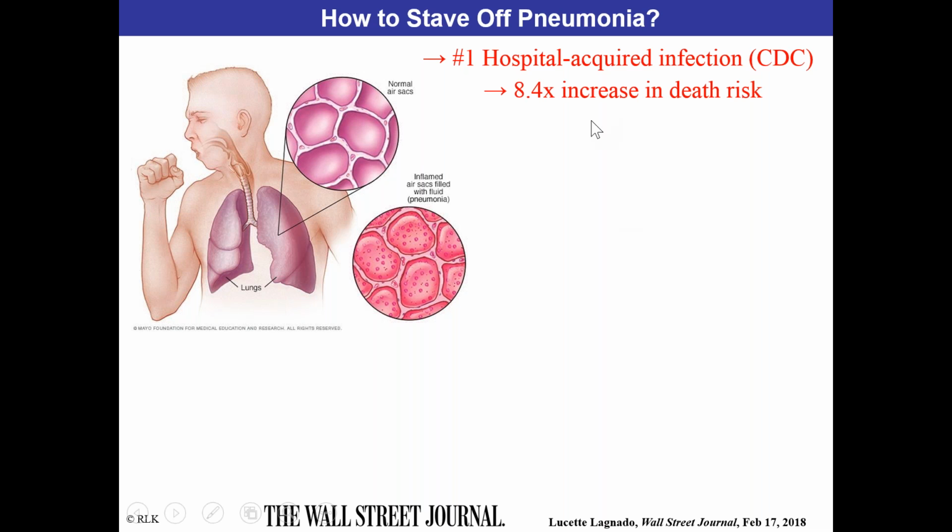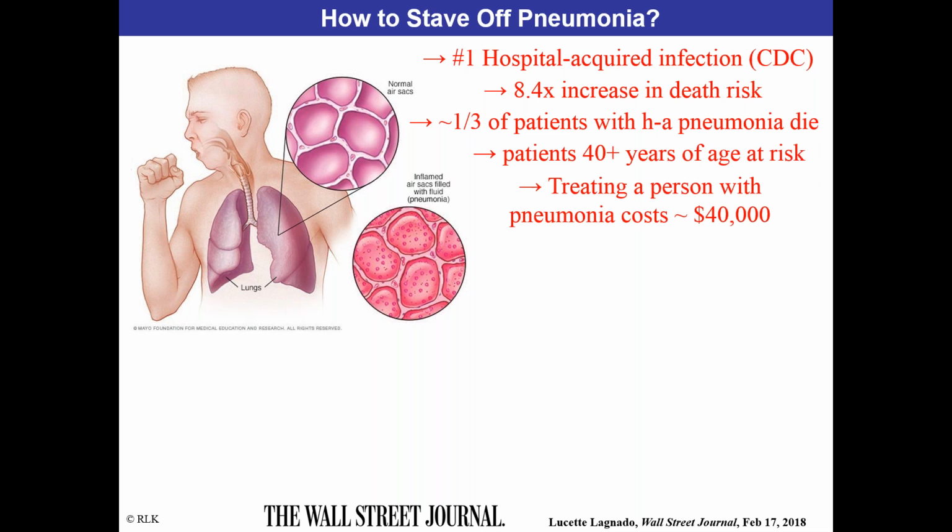Okay, there's an 8.4 times increase in death risk whenever the #1 hospital-acquired infection, i.e. pneumonia, happens. 1/3 of patients, okay, who have the pneumonia will die, and anybody over 40 years of age is at risk. Is this an expensive problem whenever somebody has pneumonia? Yes, it costs about $40,000.